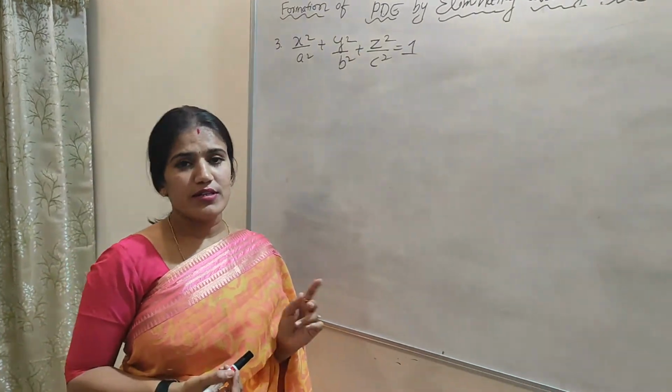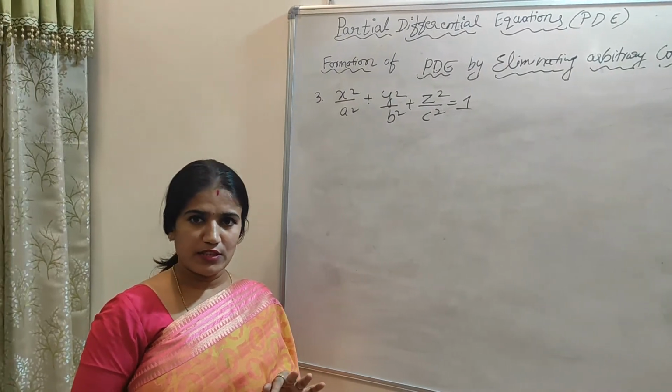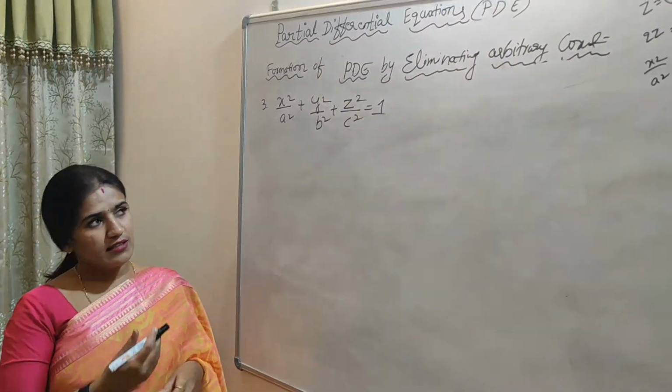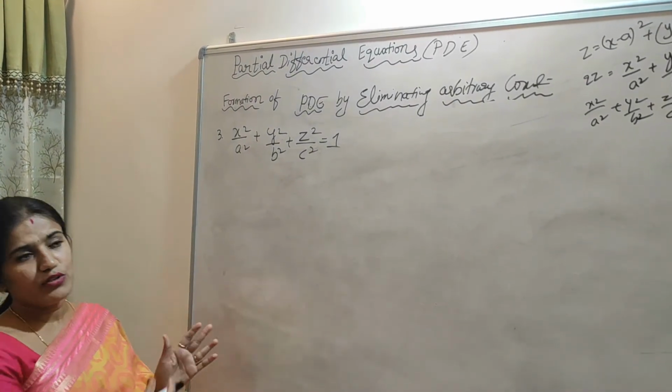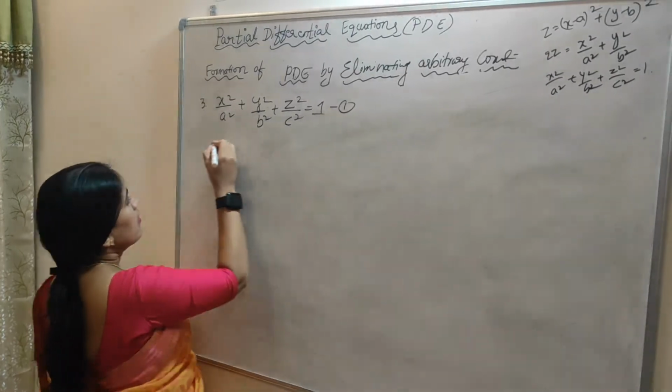Second order means dou square z by dou x square, that is r; dou square z by dou x into dou y, that is s; and dou square z by dou y square, that is t. We have to find these and rearrange. Okay, so now come to the problem.